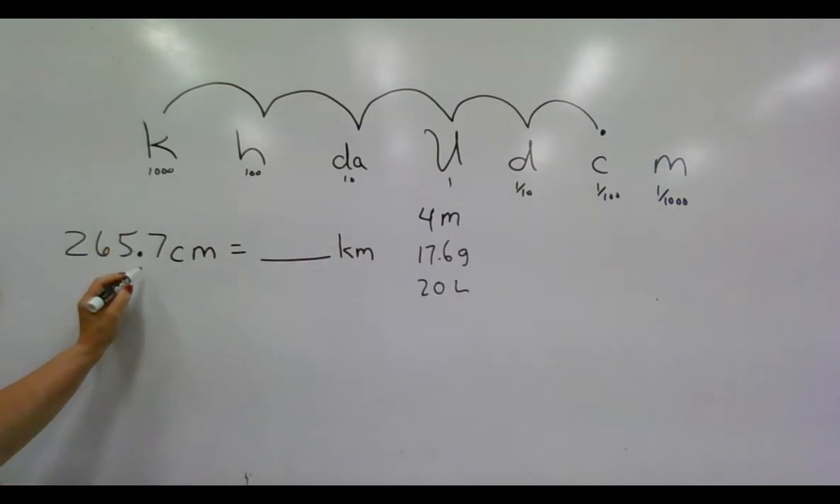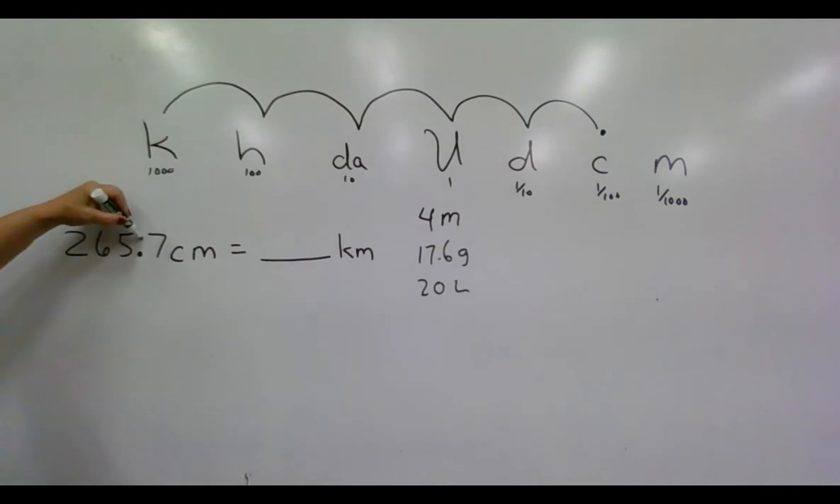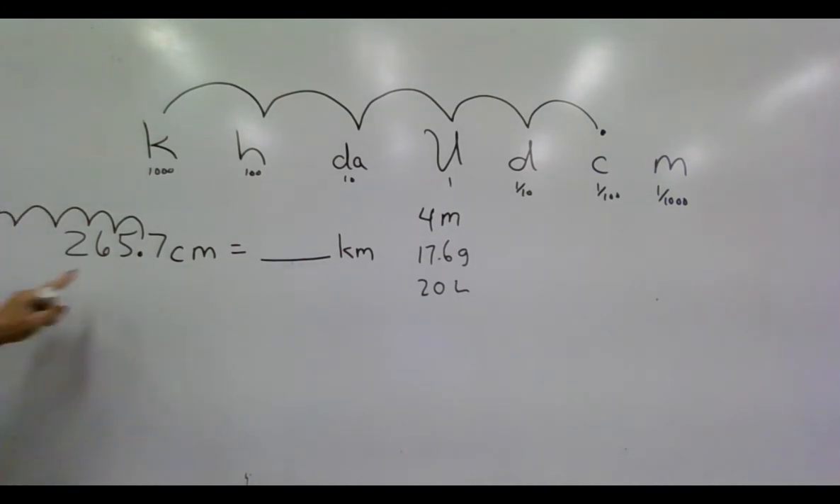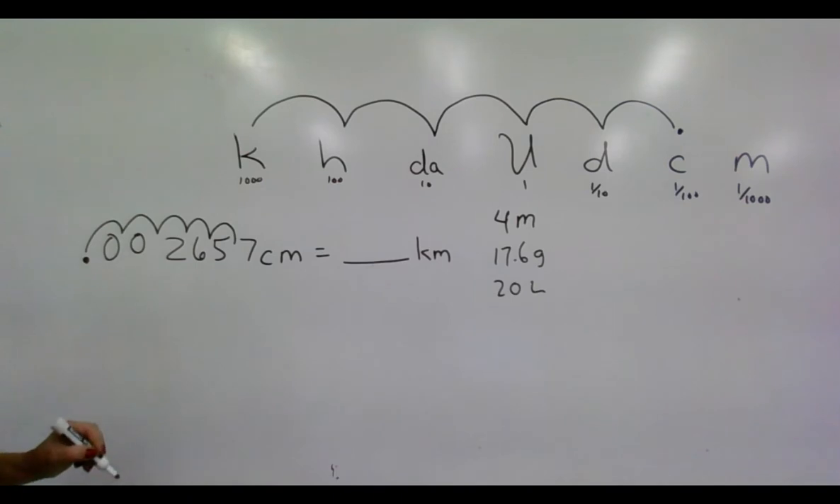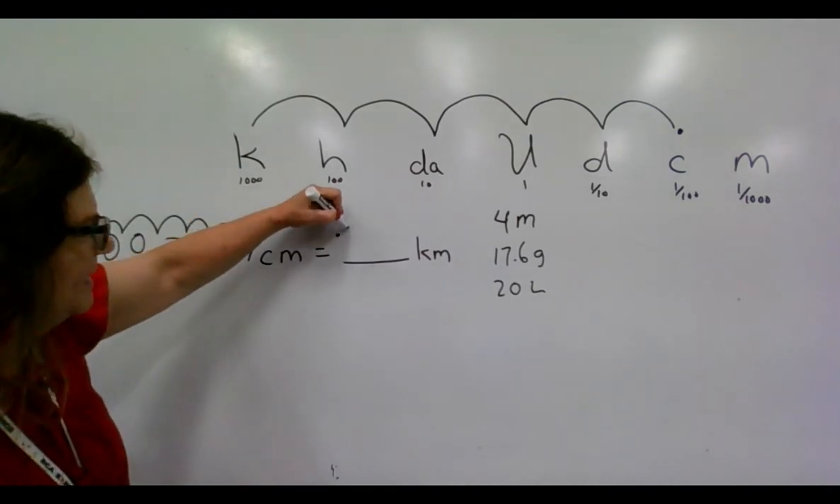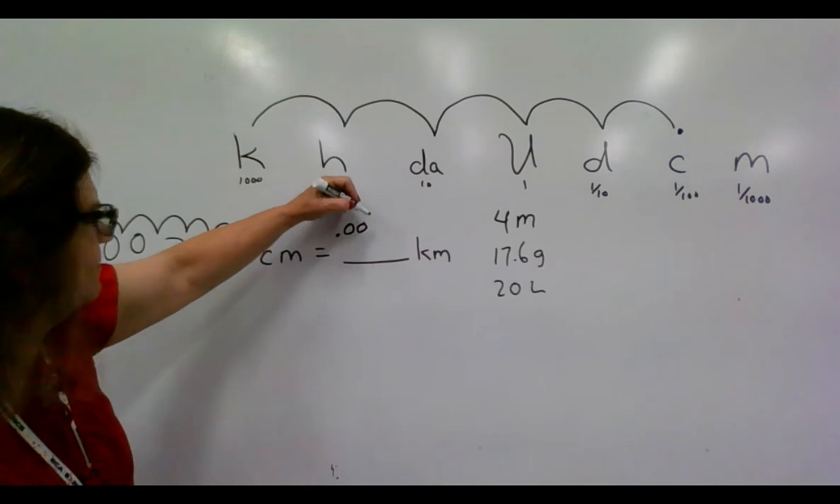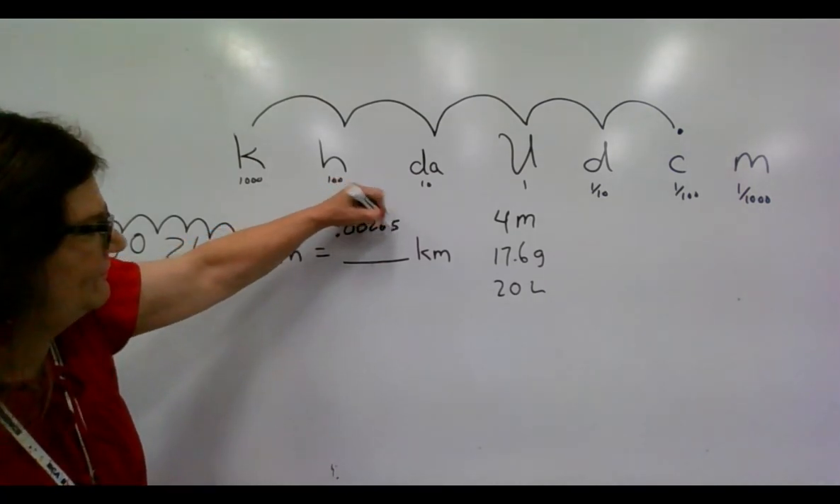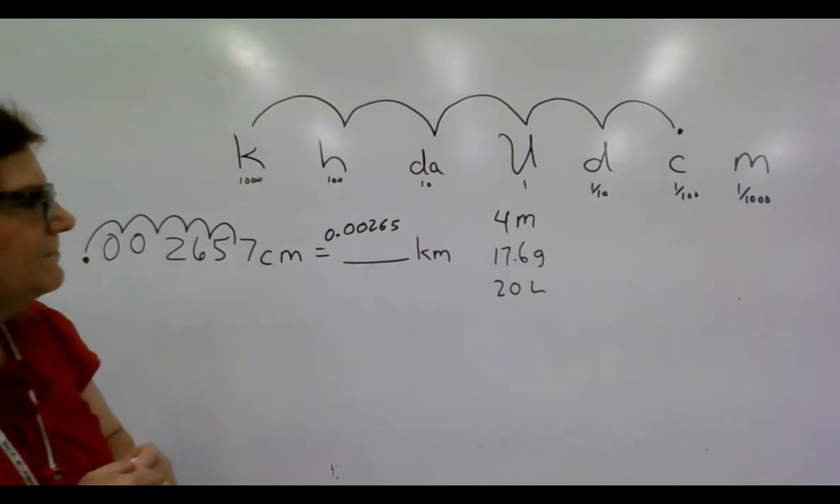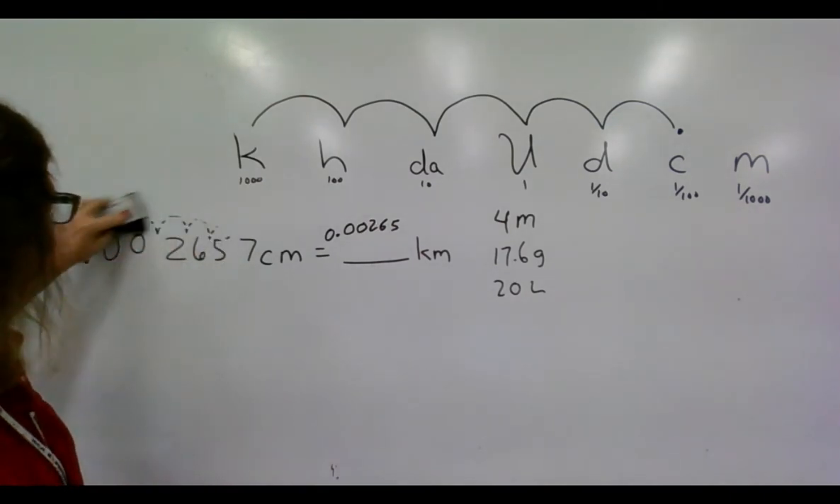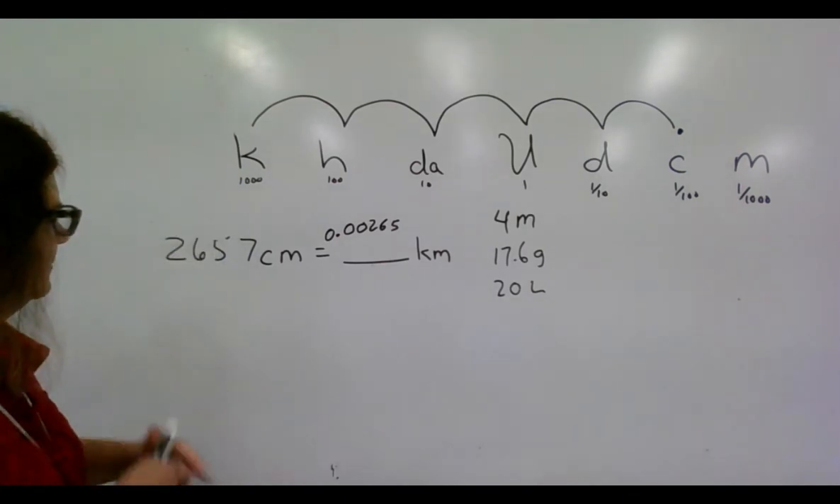So now I've got to take my decimal point that's here, and I'm going to move it in the same direction 5 spaces. 1, 2, 3, 4, 5. So now my decimal point will be there instead of there. And now I've got to fill in with 2 zeros in front of that. So my answer ends up being 0.00265 kilometers.